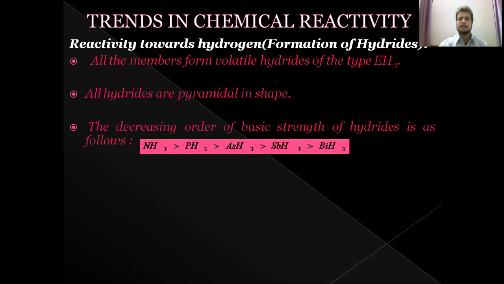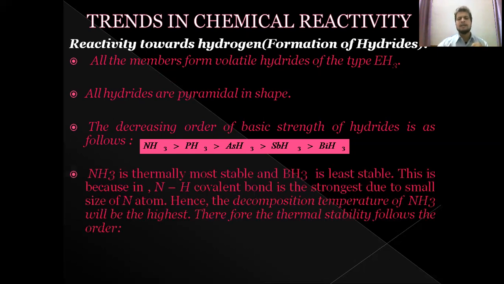Now, since they act as Lewis bases, the question is which has the highest basic strength? It's ammonia. Why ammonia? It's because of its small size. Because of its small size, the charge density will be very, very high compared to the rest, because as the size increases, the density of the lone pair on that particular atom will be less. As a result, the tendency to donate electrons will become less and less. So ammonia will be the most basic in this case.